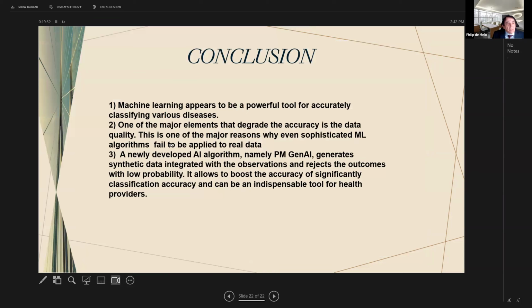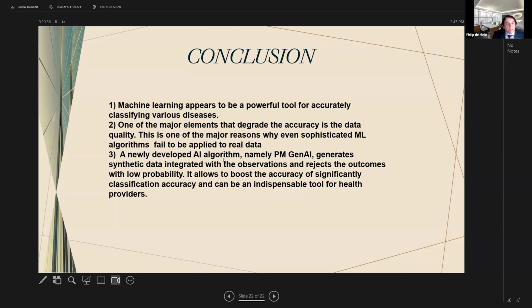So, conclusion. Machine learning appears to be a powerful tool for accurately classifying various diseases. One of the major elements that degrade the accuracy is the data quality, and we already discussed that. Data quality is one of the most important parameters. There is a theorem in computer science saying that it doesn't matter what algorithm you have. It can be very sophisticated, but if your data quality is not up to the required level, you will never get good results. This is one of the major reasons why even sophisticated ML algorithms fail to be applied to real data, and they cause frustration. So people become a little bit skeptical.